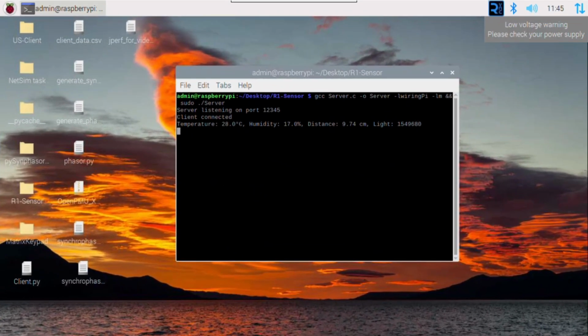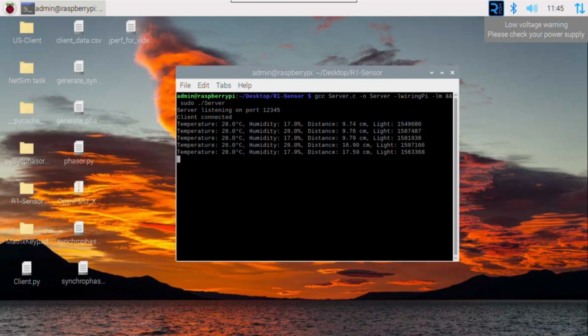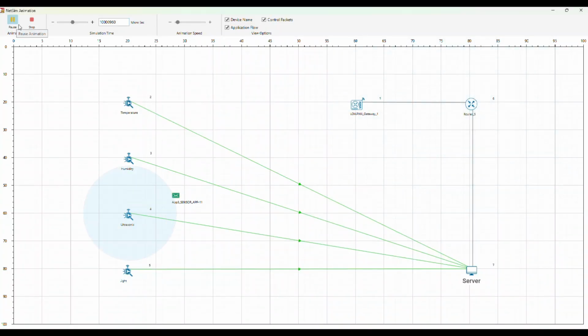Now the Raspberry Pi starts reading real sensor data: temperature, humidity, light intensity, and distance. It transmits these values in real time to NetSim. Within NetSim, this live data is injected into the virtual IoT network.